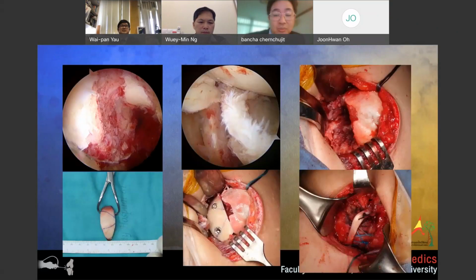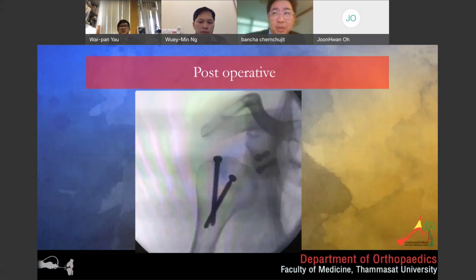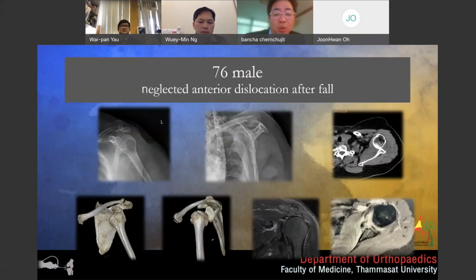The patient is now getting better after the surgery. And these are the films after surgery. Yeah, it looks nice. Another patient, 76 years old. We have a lot of elderly dislocations with different scenarios. This one had a minor fall and was misdiagnosed for 3 months. Oh no, 4 months after the fall.